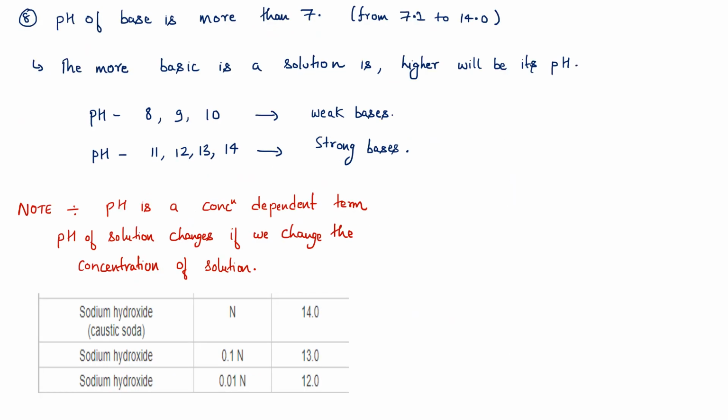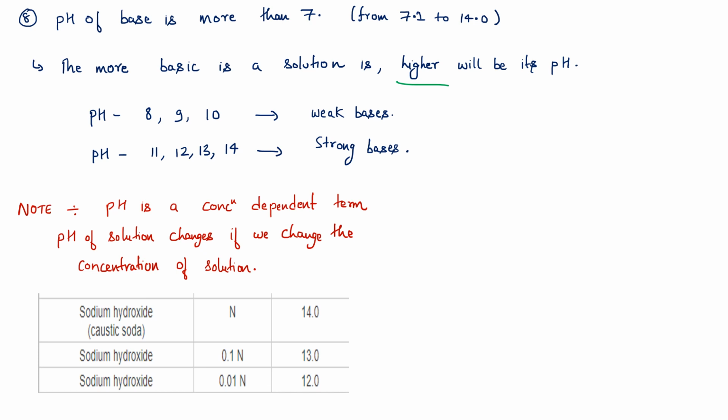So coming to the next property, that pH of a base is more than 7. As we learned earlier, less than 7 pH is for an acidic substance. So when pH is more than 7, it means that the substance is basic, and 7 pH denotes a neutral substance. The more basic a solution is, the higher will be its pH. It means when the pH is higher, the base will be stronger.